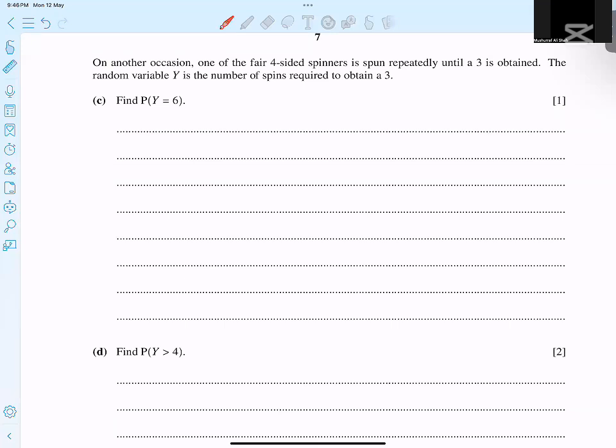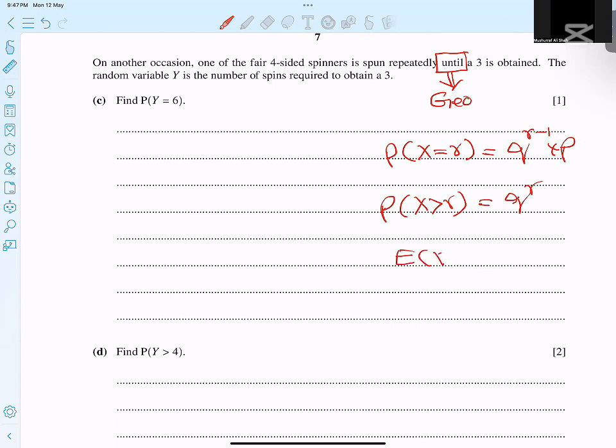So C part, students, on another occasion, it means conditions change now. He talks about now one fair spinner only. A four-sided spinner is spun until 3 is obtained. This word 'until' is very important to understand. It represents geometric probability. And we have a few formulas for geometric probability. Let me discuss all. Equals to R, the formula is Q to the power R minus 1 into P. And one formula is more than R, and that is simply Q to the power R. And last, E of X is equal to 1/P. So basically 3 formulas we use in the whole chapter of geometric probability.